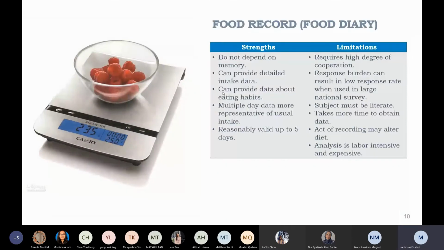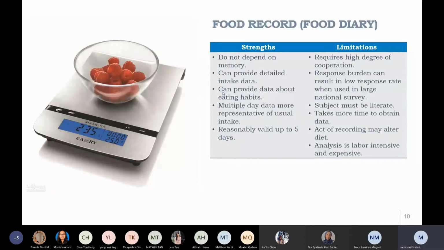So these are the strengths and limitations of food record. This is for both weight and estimated food record. So the strength: it does not depend on memory, so they don't have to recall what foods they consumed. You can provide detailed intake data, and can provide data about eating habits, similar to 24-hour diet record. Multiple day data is more representative of usual intake and reasonably valid up to 5 days.